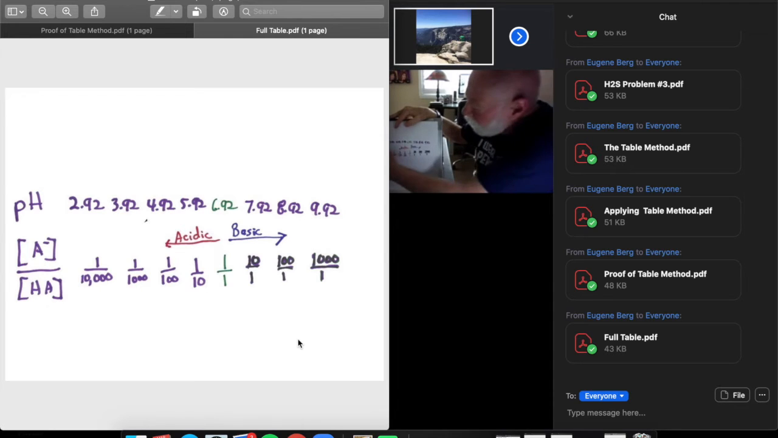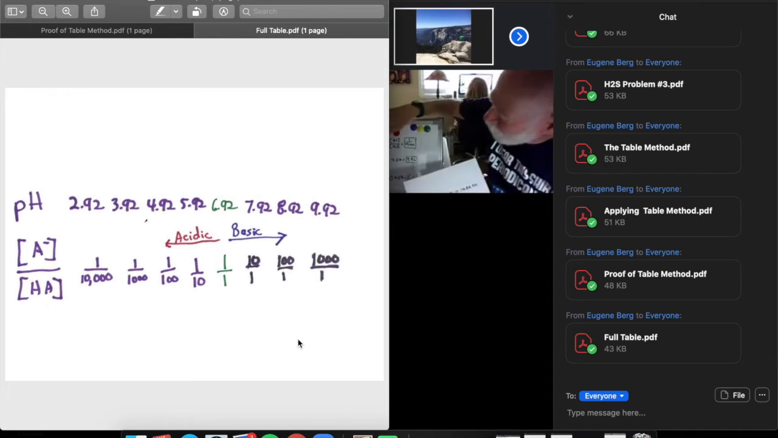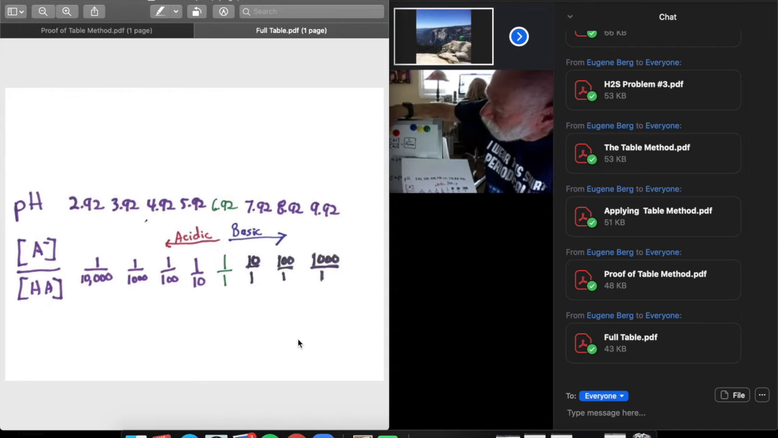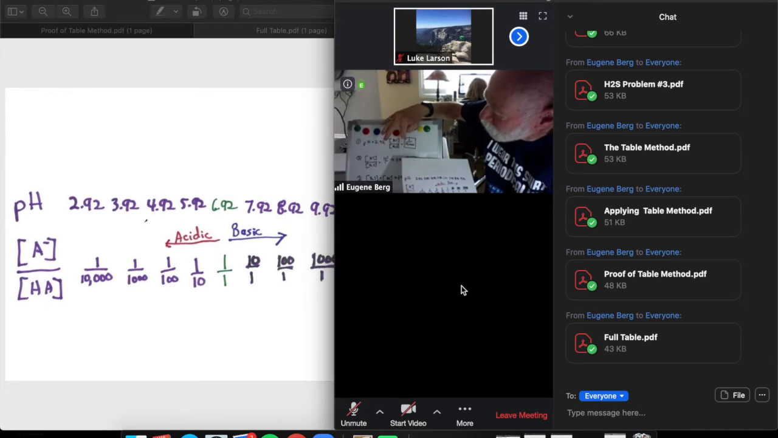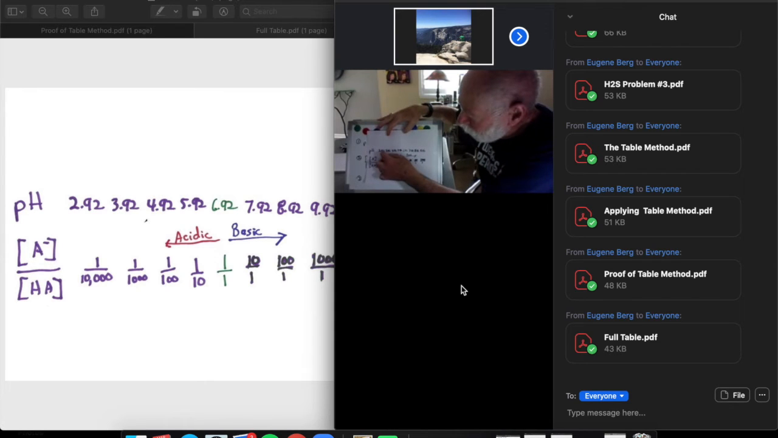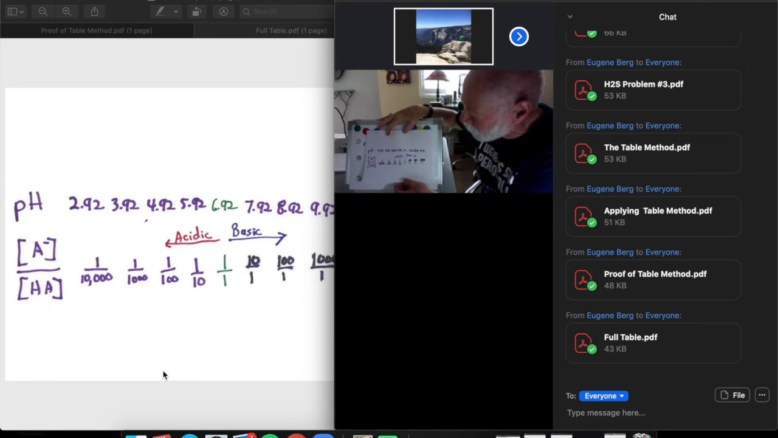Okay, what I'd like to do now then is to use the table method to answer the 3 questions we did before. Okay, now I've written the answers here from before, and let's see how the table method would work. Okay, so we found out algebraically at a pH of 2.92, the ratio of HS to H2S is supposed to be 1 to 10,000. Ooh, look at the chart. At a pH of 2.92, the ratio is 1 to 10,000. So that's how the table method gave us that answer.